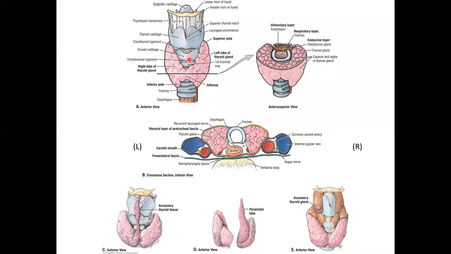And then there's your cricoid cartilage, and then you can see the tracheal rings. This is a good cut so you can understand three-dimensionally how your thyroid gland is wrapping around your trachea and is on the sides of your esophagus.